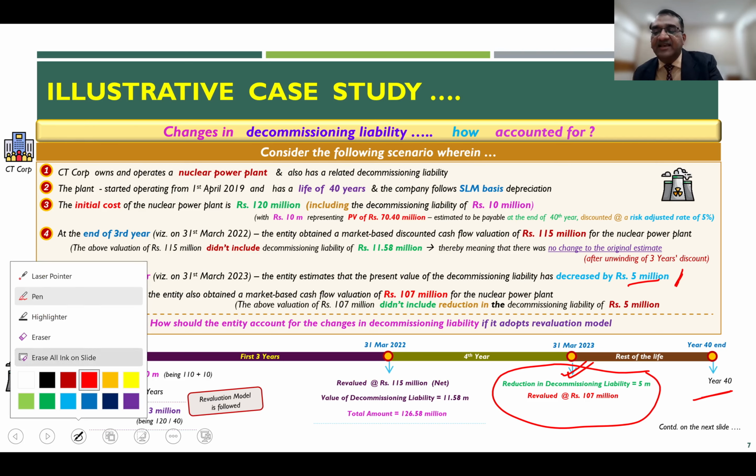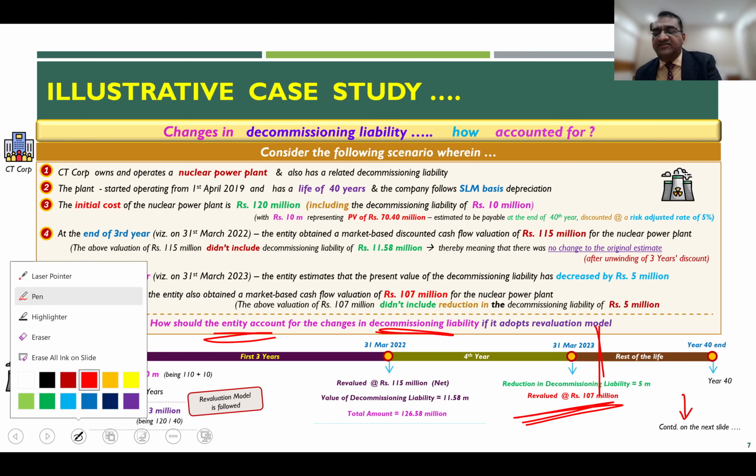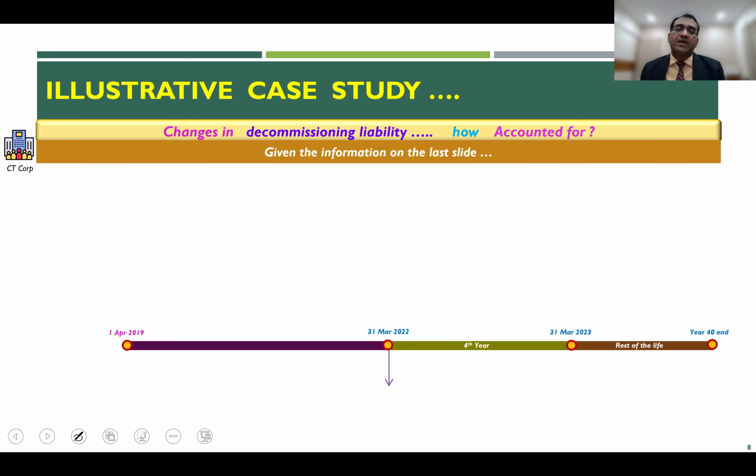Now, in this case, the question is, how should the entity record the change in the decommissioning liability which is happening here? Rather, let us see the entire life cycle till the end of the fourth year, that is 31st of March 2023, and how the accounting has to happen. Let us see in the next few slides. So, I've just brought forward the timelines.